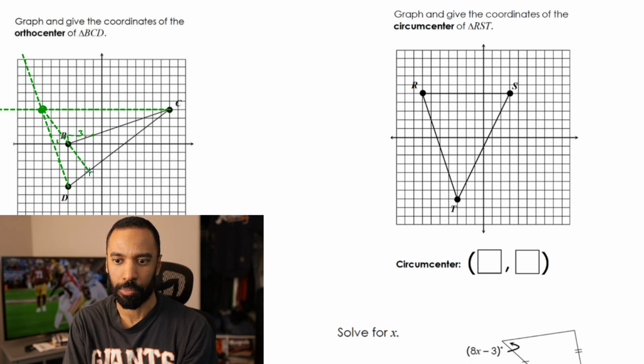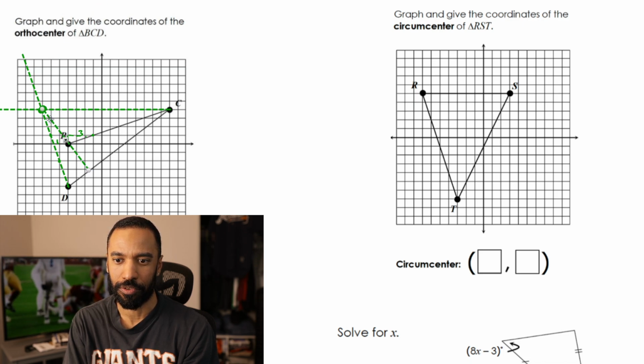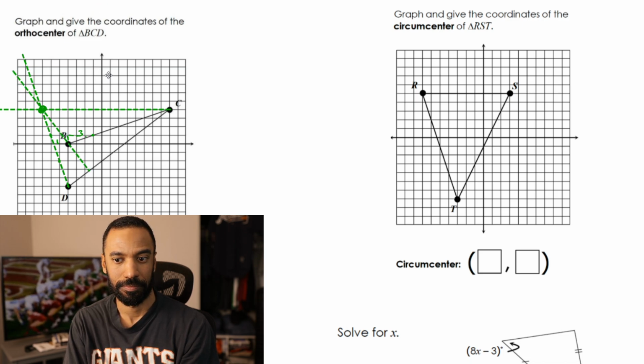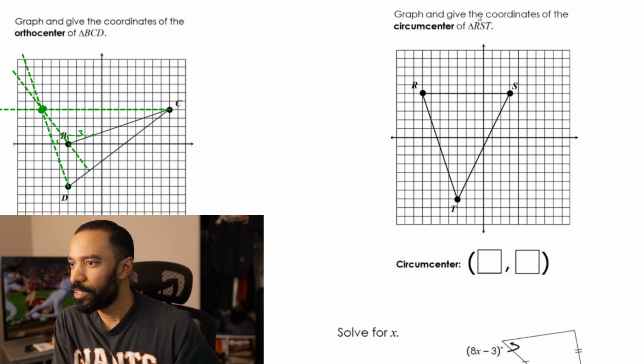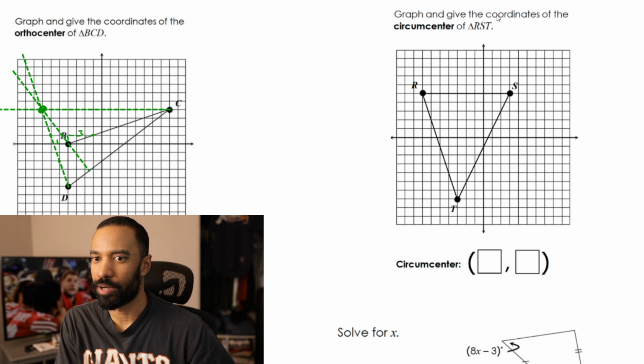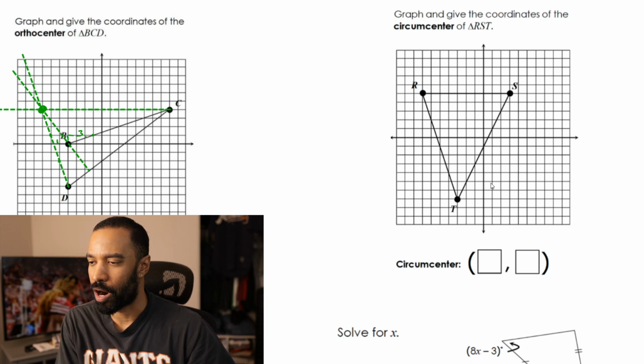I have no idea what the slope would have been, because I didn't really track it. But there would have been another altitude for this one, in case you were like, that's the other one you found. Okay, graph and give the coordinates of the circumcenter of triangle RST.